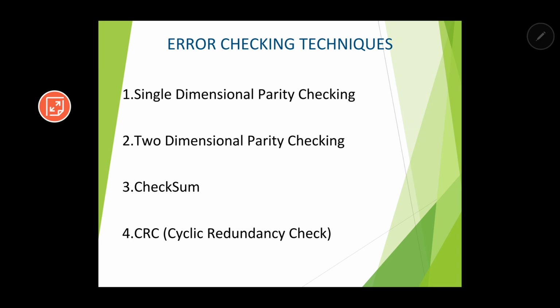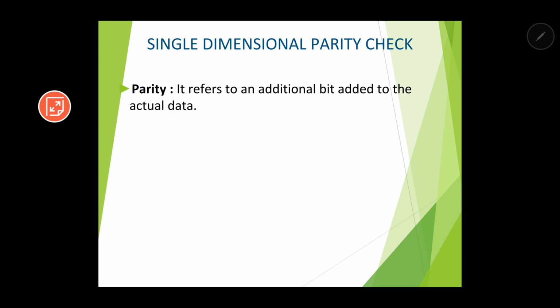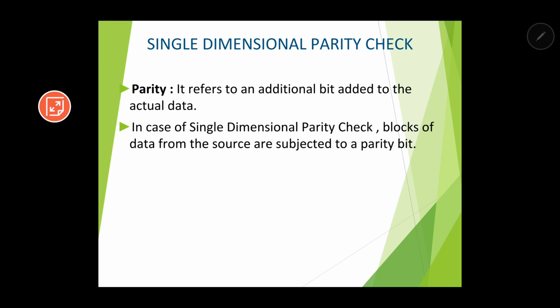As per the CBSE syllabus, we need to study numbers 1, 2 and 3, and in this part of the video I'll be discussing single dimensional parity checking. So let's go to single dimensional parity checking. Before that, we need to know about a term known as parity. So what is parity? Parity refers to an additional bit added to the actual data. In case of single dimensional parity check, blocks of data from the source are subjected to a parity bit.